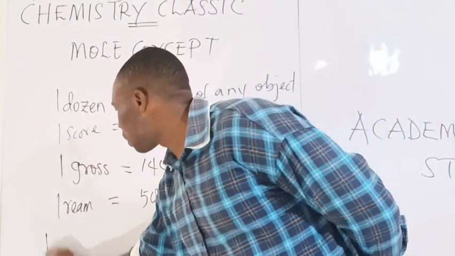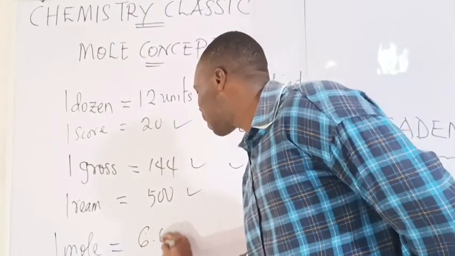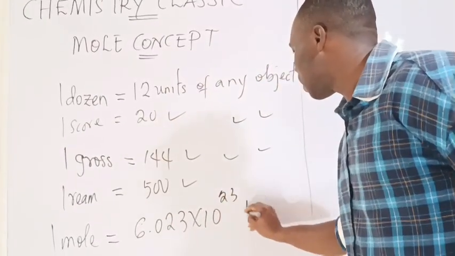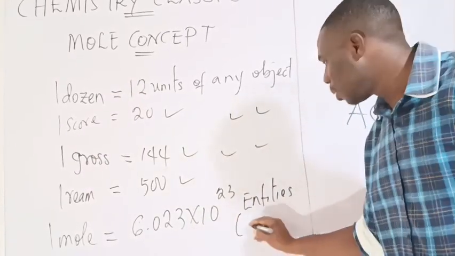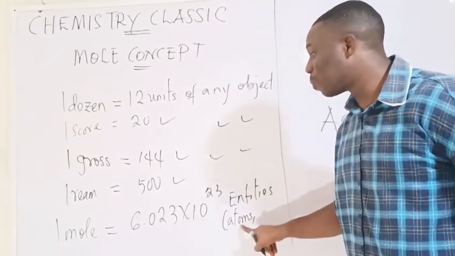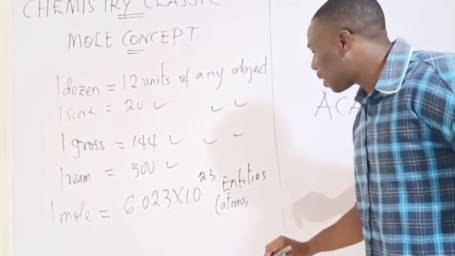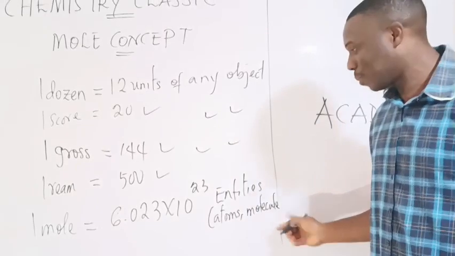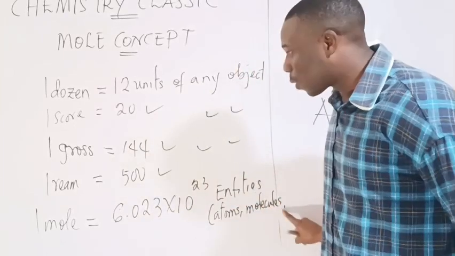So one mole is exactly Avogadro's number, and that's 6.023 times 10 raised to the power 23 entities. These entities could mean the number of atoms. This number of atoms of an element is a mole. If it were a compound, then you have a cluster of atoms, which we call a molecule. So this could be the number of molecules for a compound. This magic number of molecules of a compound is exactly a mole.